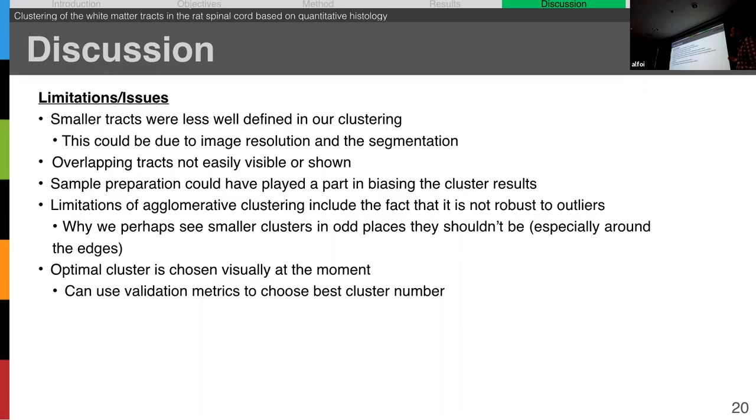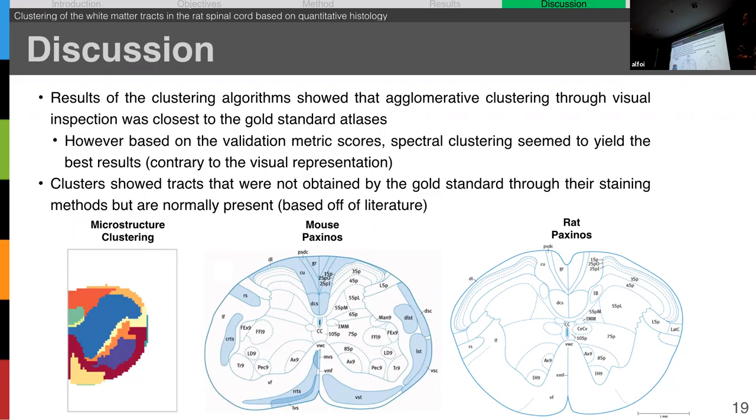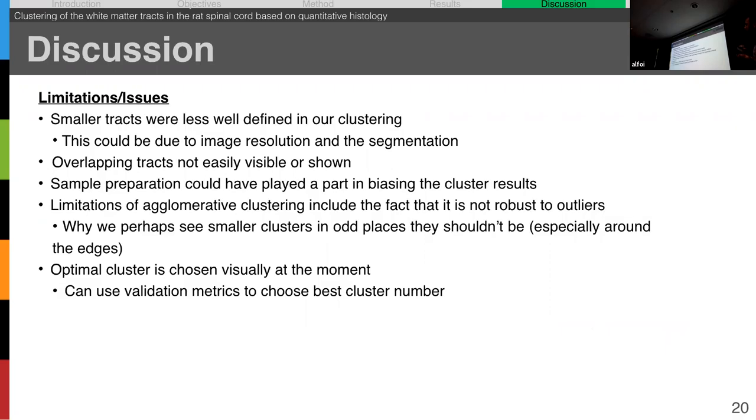And so if we maybe have higher image resolution, we also did downsample. So maybe if we didn't, or if we did it at a less reduced sampling rate, we can maybe get these smaller tracts in our clustering. And as we actually saw here, there are some tracts that are overlapping. So this is one of the limitations, that we wouldn't be able to have the overlapping tracts visualized in our clustering outputs right now. So that's something else that we need to take a look at.